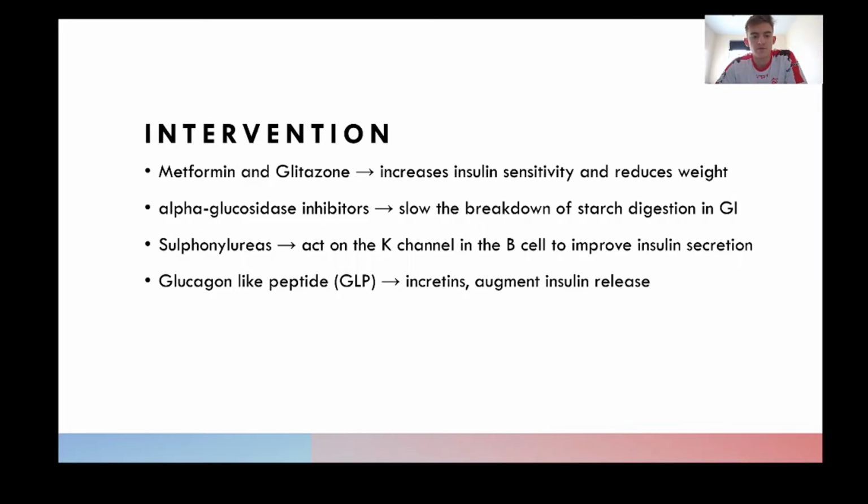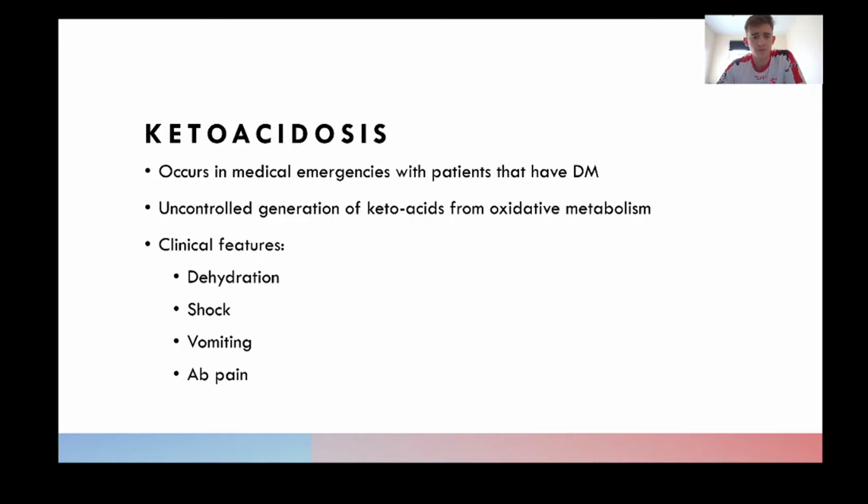Then we've got sulfonylureas, which act on the potassium channel in the B cells to improve insulin secretion. And then glucagon-like peptide, so they're incretins, which augment insulin release. So you're trying to stimulate that insulin release, because even if the cells are insensitive, such as in type 2, the more insulin you release, the more of a chance you have of it acting.